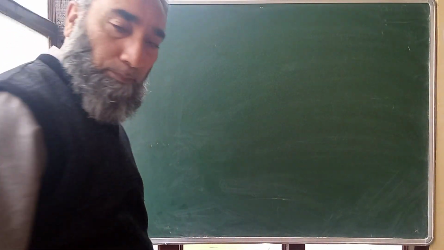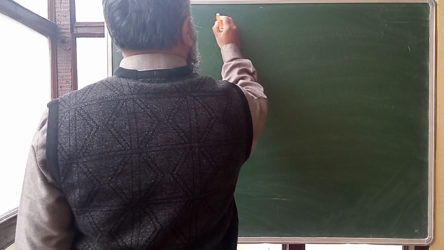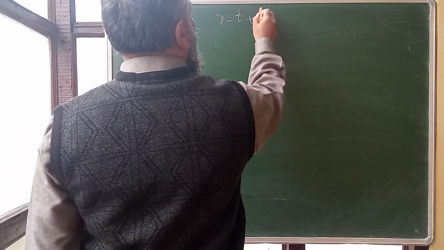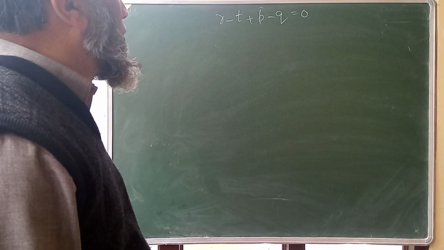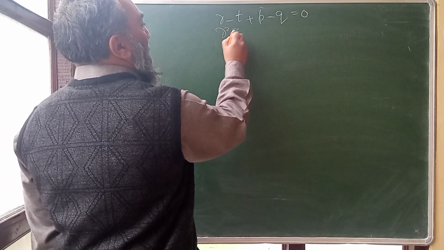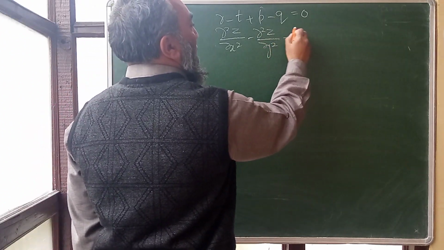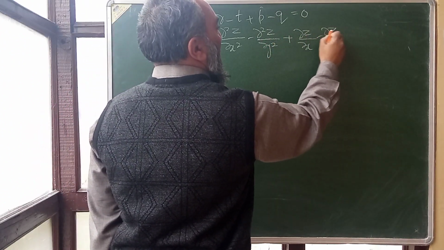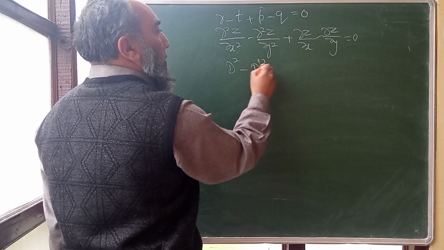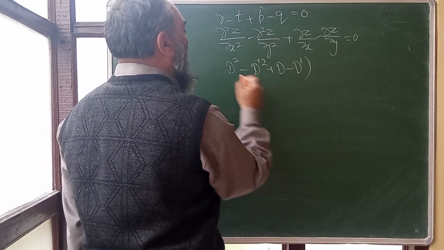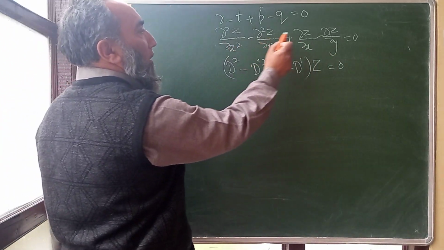Say you have r minus t plus p minus q equals 0. What is r? Del 2z by del x2. What is t? Del 2z by del y2. What is p? Del z by del x. What is q? Del z by del y. Equals 0. Or this is D square, this is D dash square, this is D dash operating on z equals 0. Clear? This is r, t, p and q.